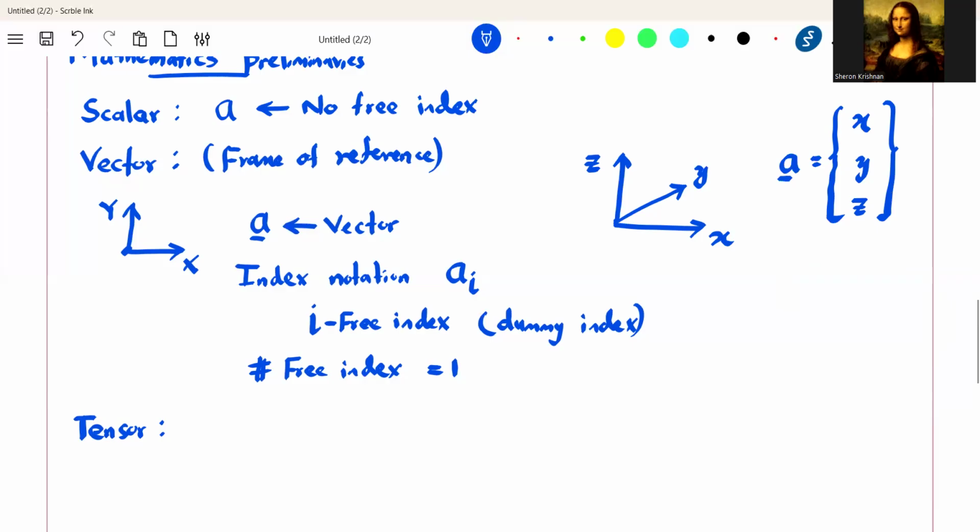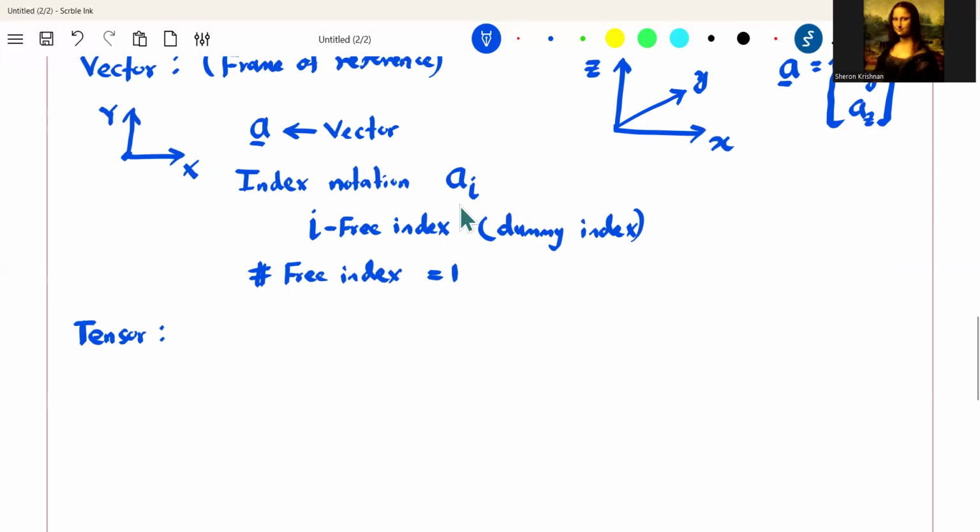Here we use A with an index, right? If I want to use the same notation consistently, I can represent it like this: AX, AY, AZ. These 3 I can represent in one single notation. That is the benefit of index notation, because there is no need to write like this every time. If I write AI, it actually represents this column vector, one column matrix. That is the usefulness of this index notation.